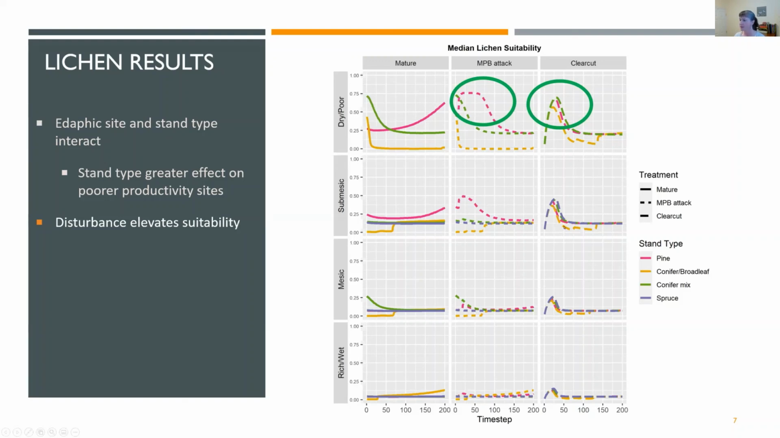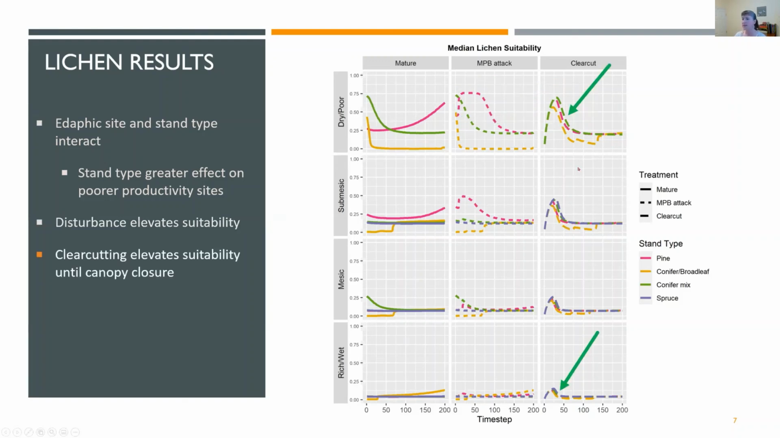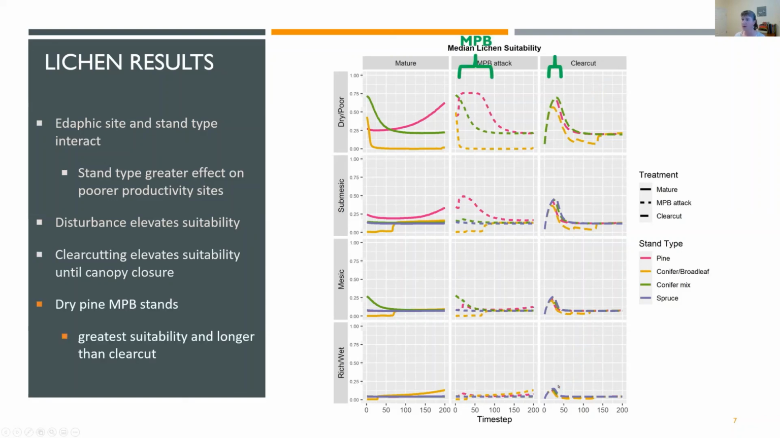So suitability increases. Clear cutting elevates the suitability, but only for a short period of time until the canopy closes. And the length of time it takes for the canopy to close is reduced on richer sites, as you'd expect. Interestingly, the mountain pine beetle attacked stand has the greatest suitability for lichen, and this extends for much longer than the increase in suitability that you see on clear cut stands. So it's almost 100 years before it has a similar suitability to the mature pine stand.